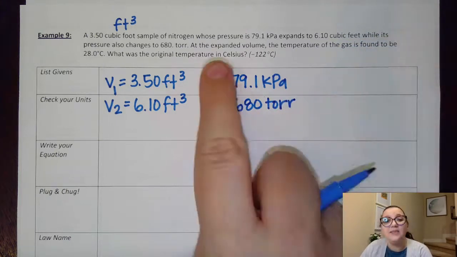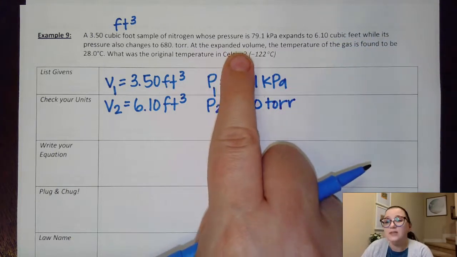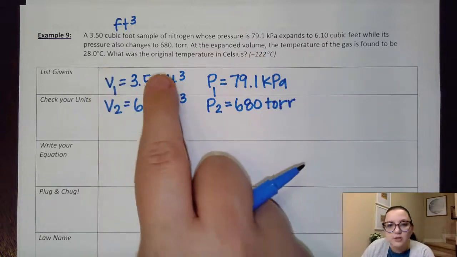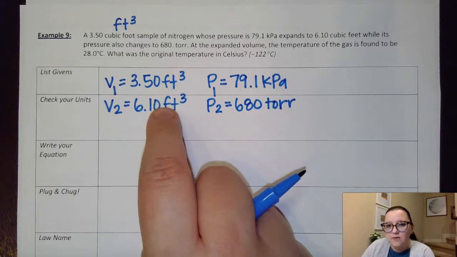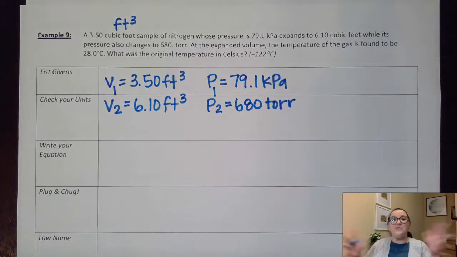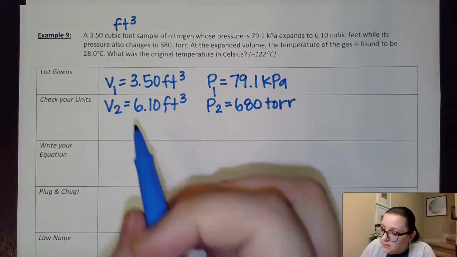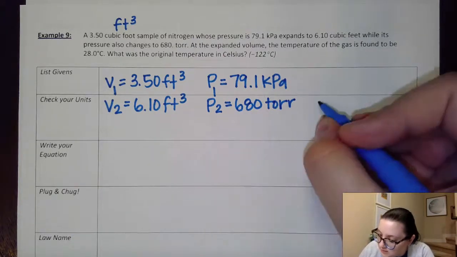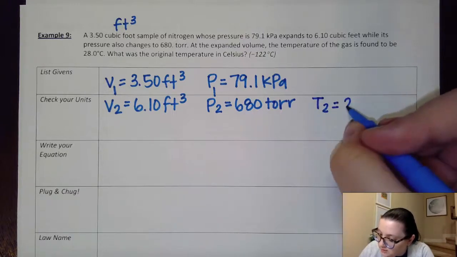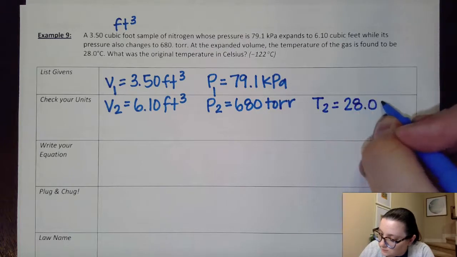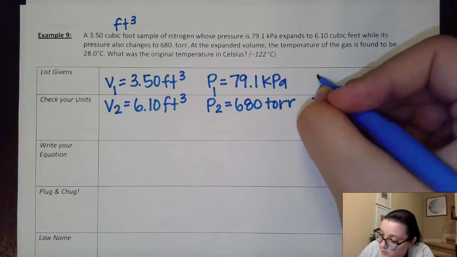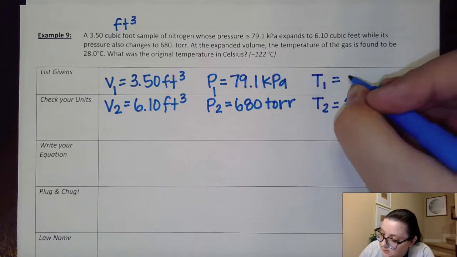Now, it says at the expanded volume, the temperature of the gas is found to be 28 degrees Celsius. Well, let's look here. I've got 3.50 feet cubed and 6.10 feet cubed. The expanded volume would be our bigger volume. So that means that this second set of conditions, our T2, is going to be 28 degrees Celsius. And it wants to know what was the original temperature in Celsius.